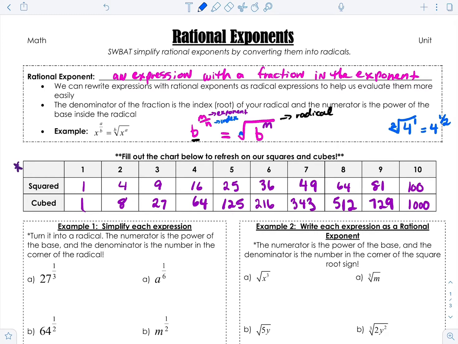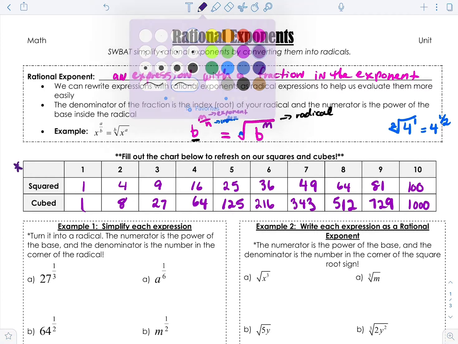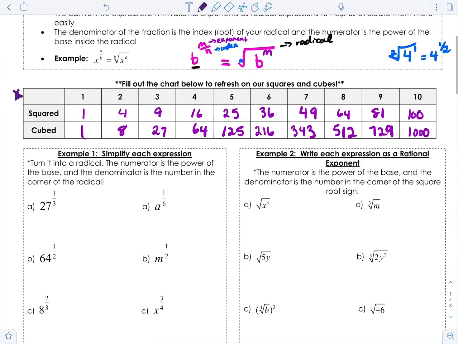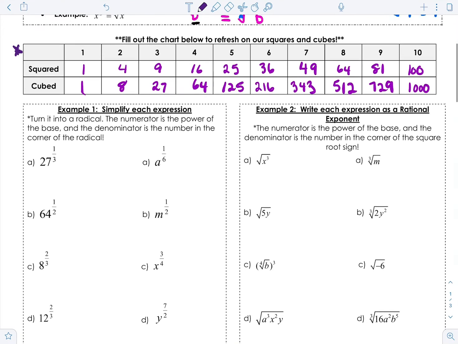We've written out this chart here, of 1 squared all the way to 10 squared and 1 cubed all the way to 10 cubed. We know squared just means a number times itself, and cubed just means a number times itself 3 times. Keep this in mind when we're going through the examples and we need to simplify.